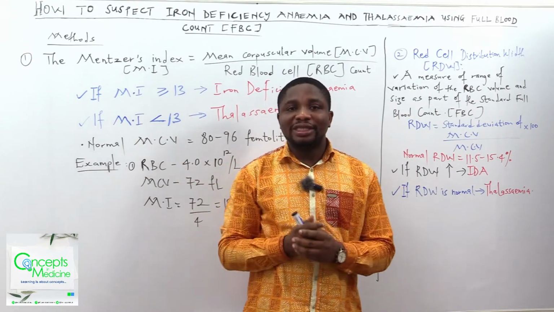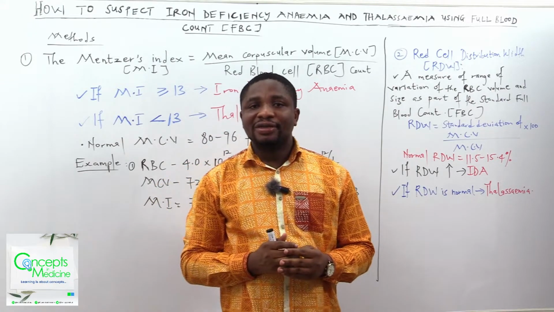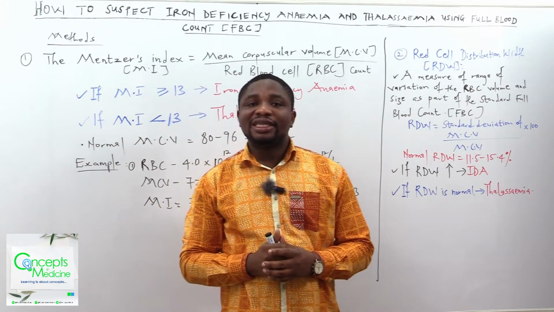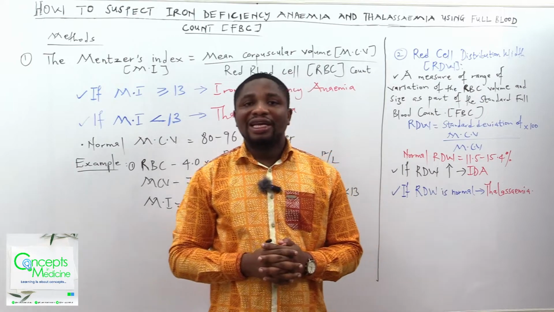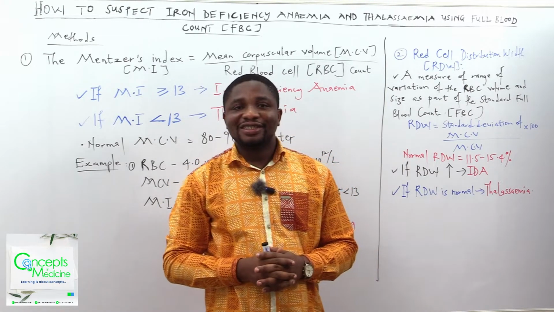So using the two methods, we should be able to have a high index of suspicion for either iron deficiency anemia or thalassemia. I believe we've learned something interesting.